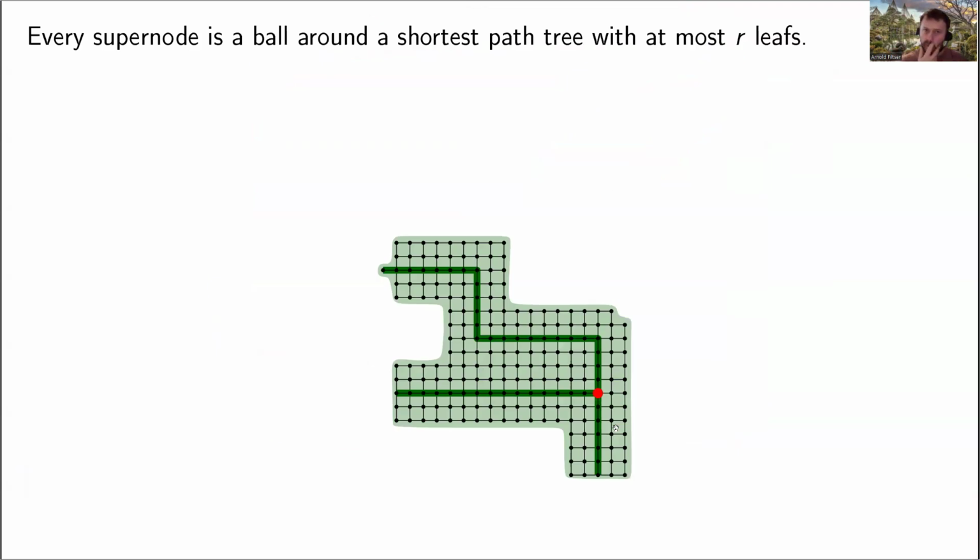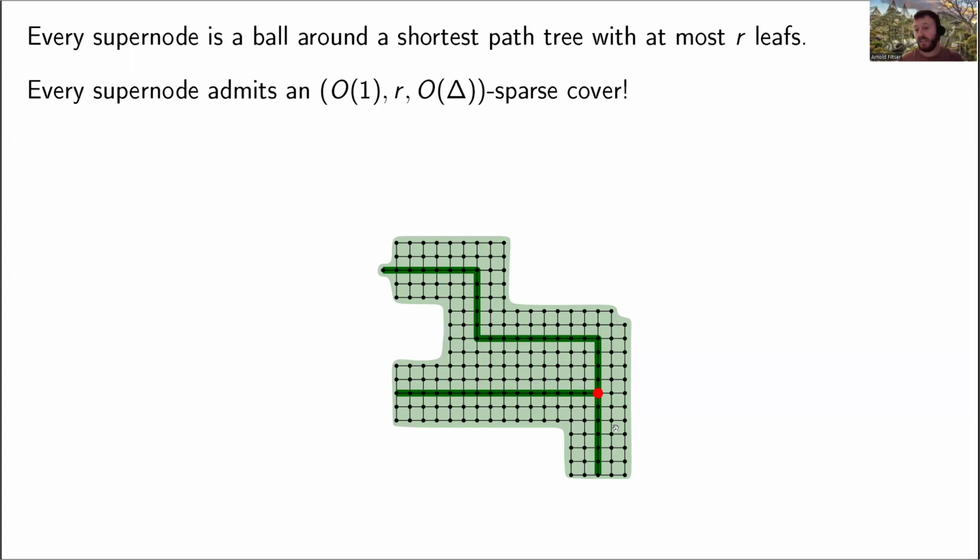Okay, so you can note that each supernode is like a ball around the skeleton, where the skeleton is a shortest path tree with at most r leaves. However, the supernode itself does not have a small diameter, which is a problem because we want clusters of small diameter. However, the supernode itself admits a good sparse cover.